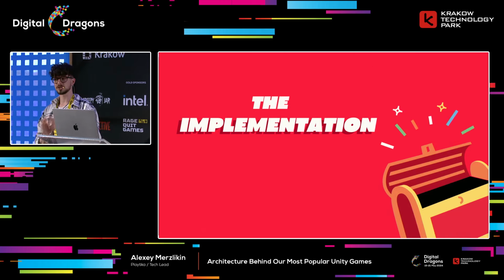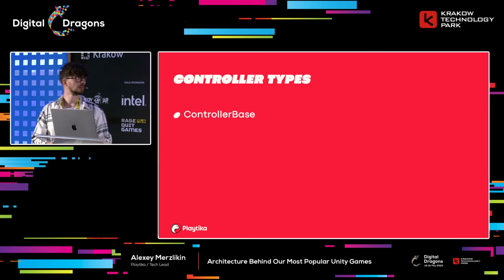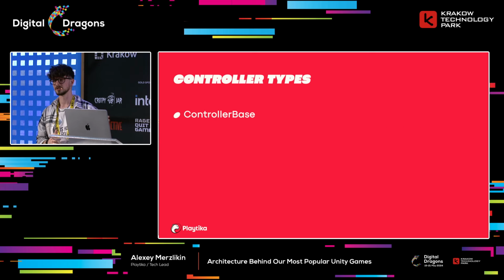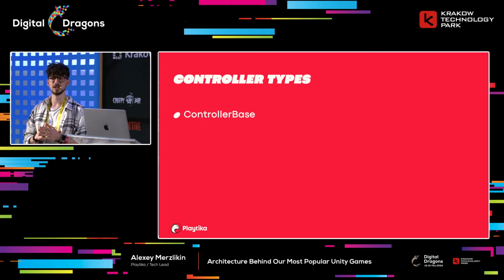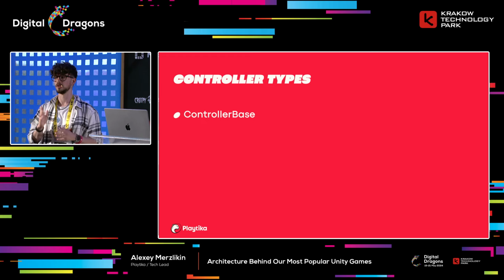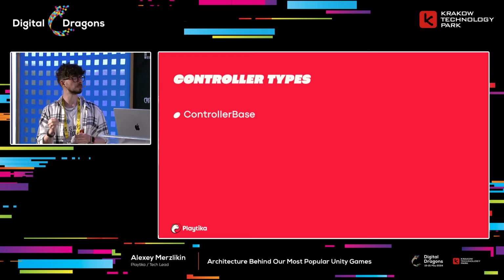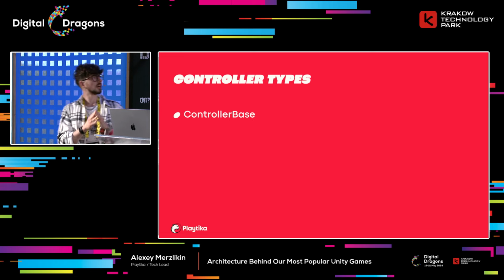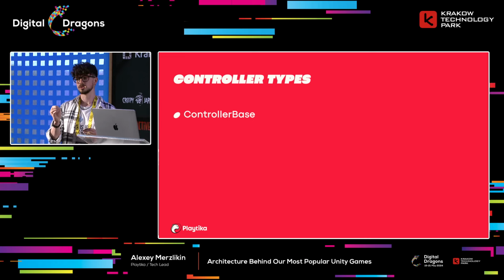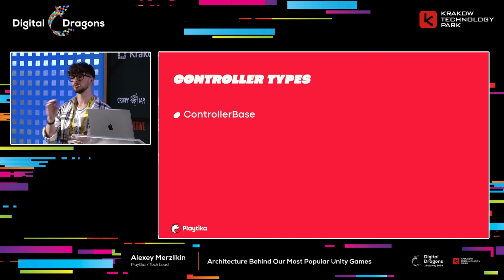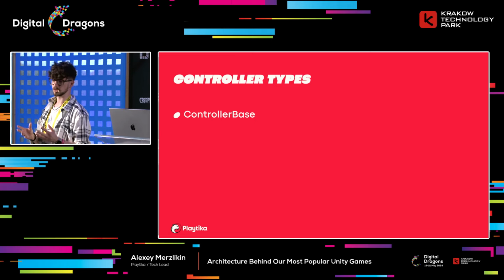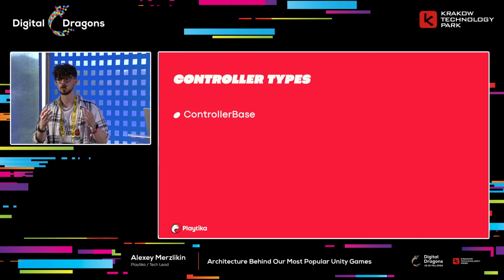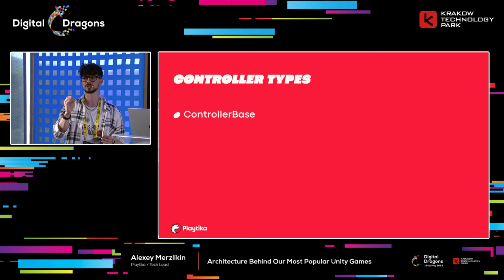Now let's get even more technical and dive into the implementation details. Controllers are the entities that drive the whole game flow. And we have two types of controllers. The first one is the controller's base. Its lifecycle is managed by its parent. It stops in two cases, when its parent stops or due to an exception. And actually, when any controller is stopped, all of its children are being recursively stopped too.